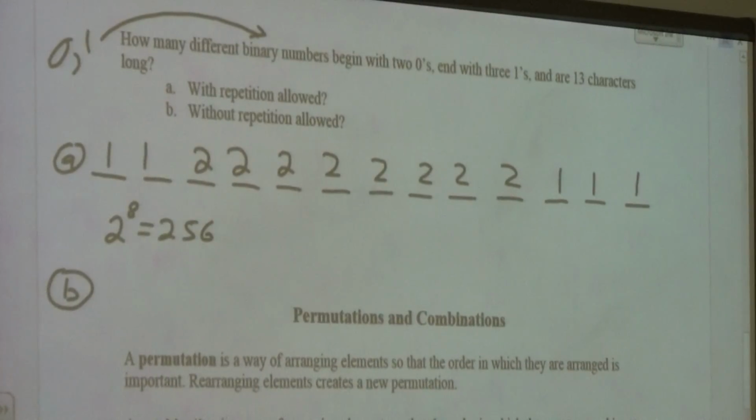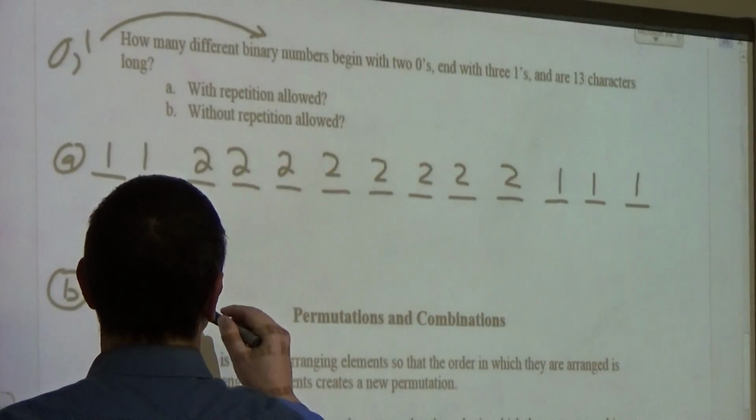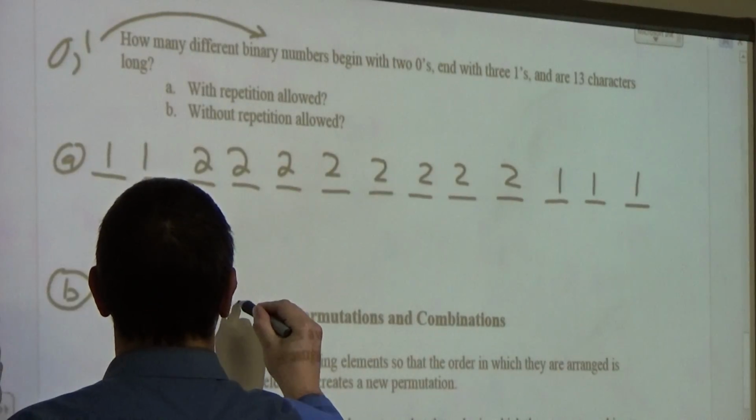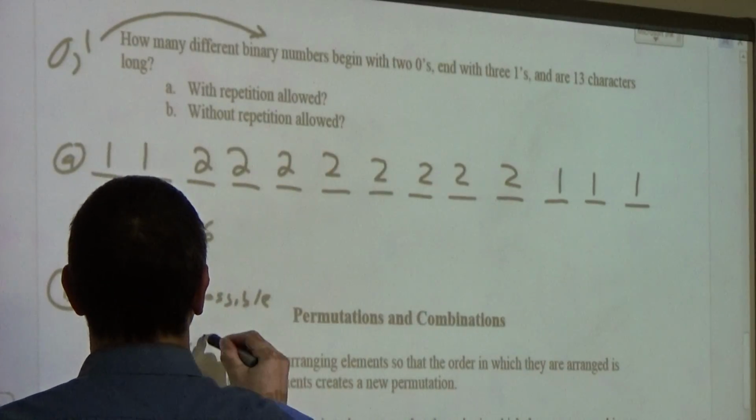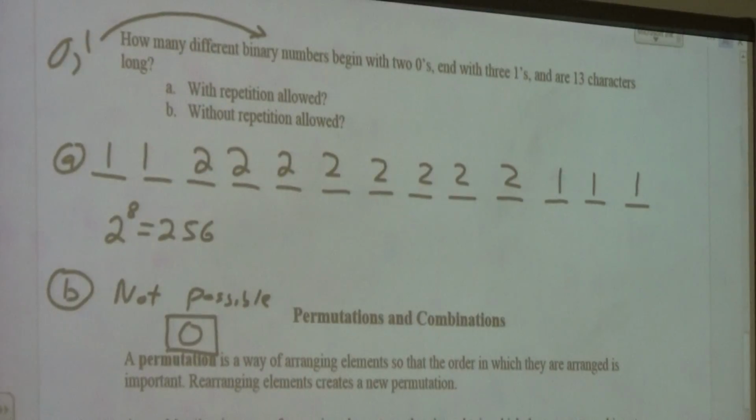And then probably the easiest question is B. How many different binary numbers begin with 2 zeros and end with 3 ones without repetition? None. It's impossible, right? You have to have repetition. So that would be none. You could just say not possible. Actually, the correct answer would be 0, because it says, how many of them are there? Does this make sense, guys? That's what our multiplication rule is. It's not difficult, it just is what it is.